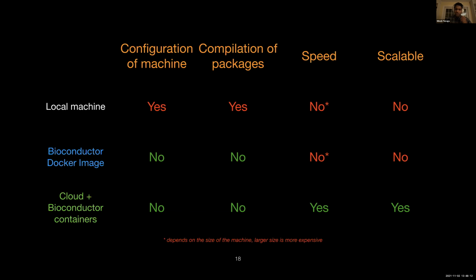So if you use Docker on your local machine, it's limited by the memory and the hard disk space you have on your local machine. And it's not really scalable because, again, it's limited by your local machine. And if you just use your local machine, you have to configure your machine, you have to compile your packages. You're limited by the size of your machine in terms of speed and scalability. So definitely the clear winner I'm trying to portray here is using these Docker images on the cloud.